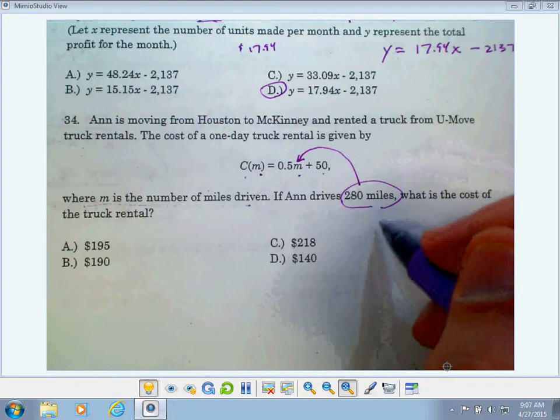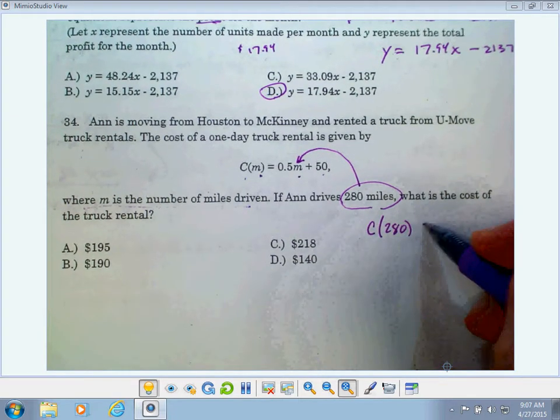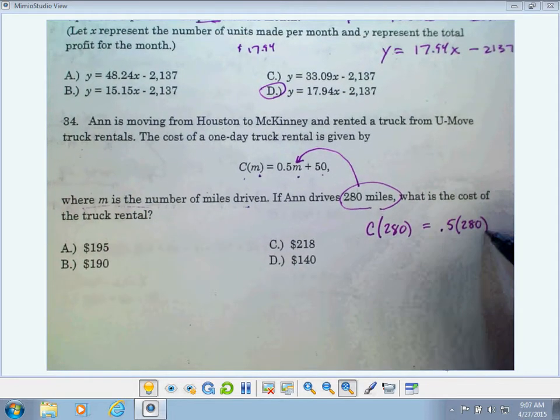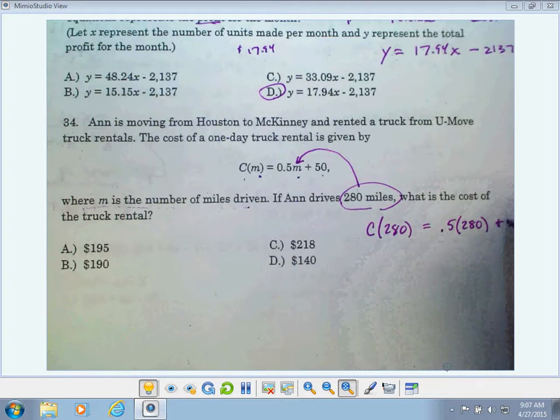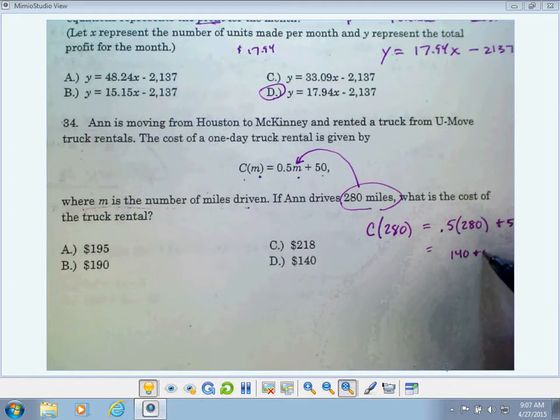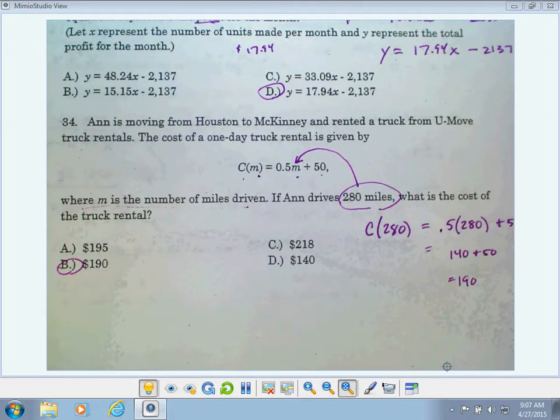Sometimes in function notation it's written as the cost of 280 miles, or cost based on 280 miles, written like that. But ultimately, you're just putting the 280 in for M and calculating. 140 plus 50, $190. B is your answer.